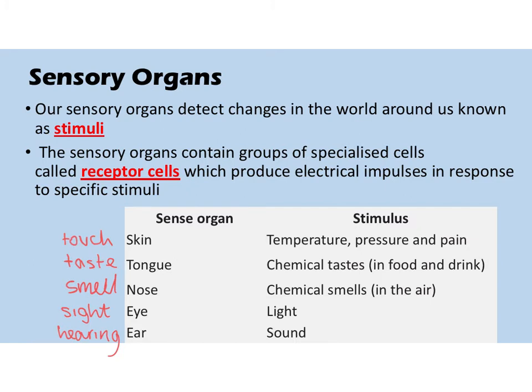Okay, so those are the senses we use for those sensory organs, and the stimulus we would have for each of these sense organs. For skin, it would be temperature, pressure and pain. For the tongue, it would be chemical tastes in food and drink. For the nose, it would be chemical smells in the air. For the eye, it would be light, and for the ear, it would be sound. Okay, so there's receptor cells in each of these sensory organs that would detect those stimuli.